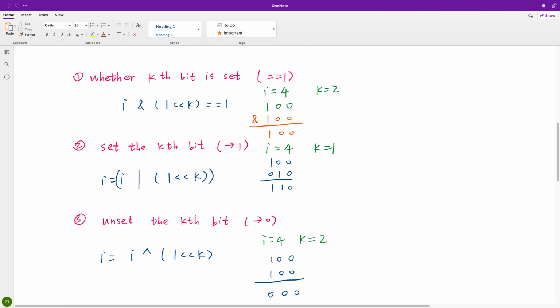We want to unset this to 0. We just need to do X XOR (1 left shift k bits). Because as I said before, XOR only gives 1 when the 2 bits are different. Otherwise, it gives 0. So we know the k-th bit is 1, and now we XOR with 1. That means these 2 bits are both 1, so they are the same. So the result will be 0.